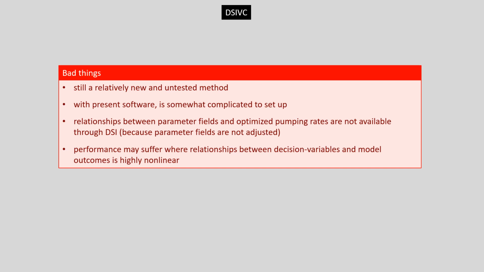It's a strength because you don't have to adjust parameter fields. It's a weakness because sometimes it's nice to see what are the aspects of a system that can cause pessimistic things to happen. And perhaps the optimization process suffers a little bit if the relationship between decision variables and outputs of management interest are very nonlinear. But that affects every optimization method that we would choose. So that makes DSI probably no different from any other method.